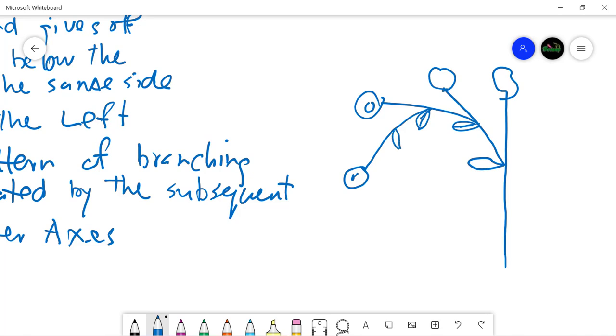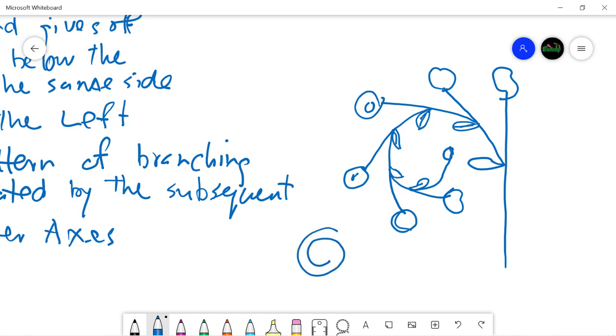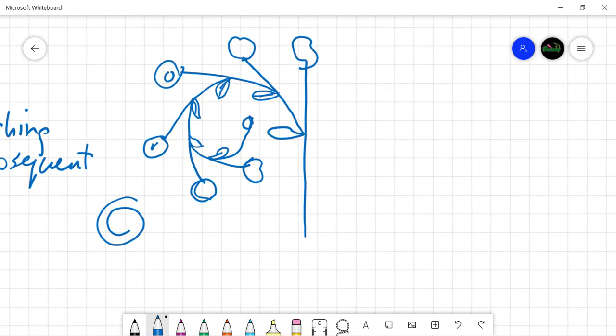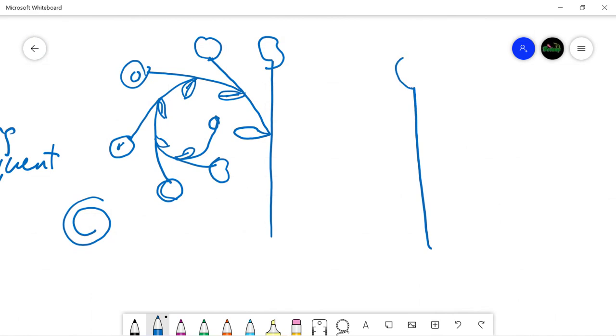So as you can see, we are getting a somewhat spiral pattern. If you just continue it, leaf, we are getting a somewhat spiral pattern like this. It keeps on branching, and this is the Uniparous Helicoid branching. You can take either the right or the left side, and the pattern will be the same. If it is on the right side, we will get the same pattern.